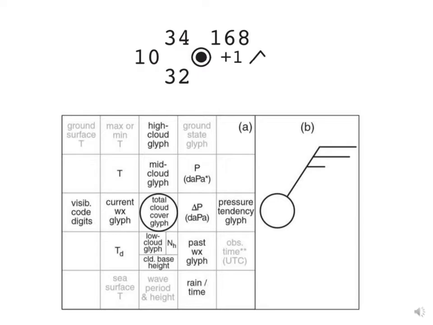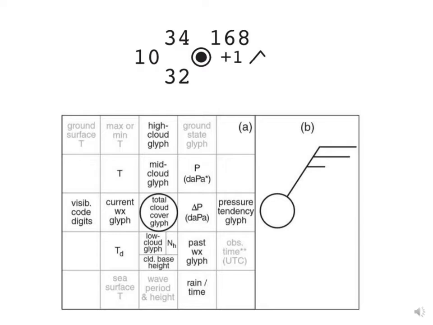The upper right-hand quadrant, where it says 168, is actually the pressure, but it's missing the first digit or the first two digits, depending upon whether or not it starts with a 9 or a 10. And it's in units of essentially tenths of a hectopascal. So that corresponds to 1016.8 hectopascals or 101.68 kilopascals.